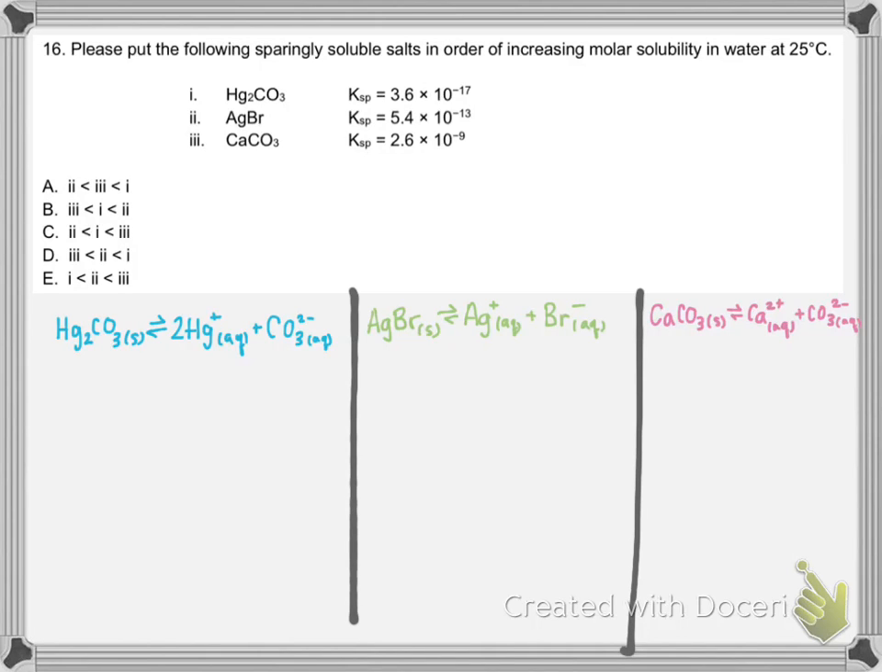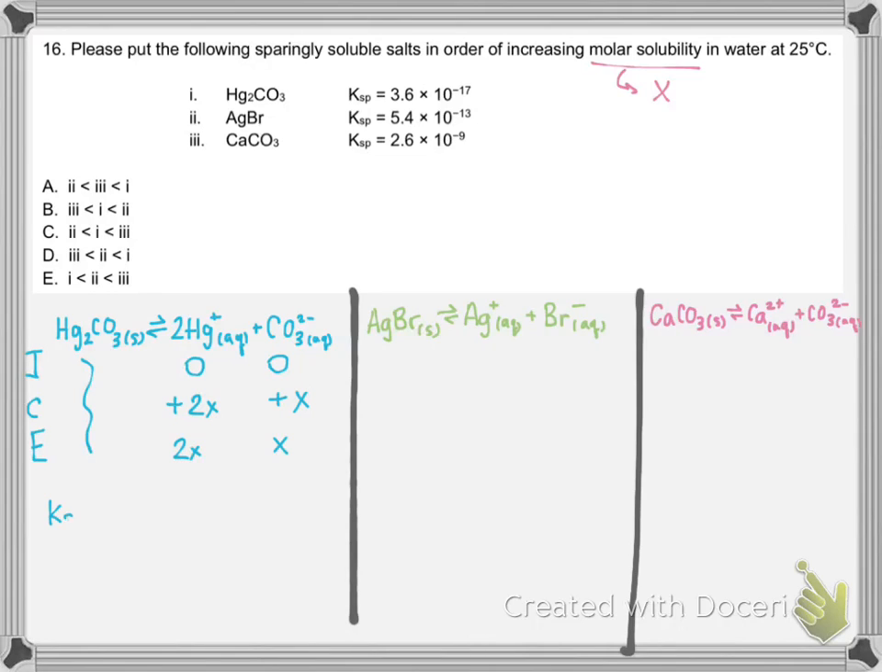Okay, for number 16, they want us to rank the salts by increasing molar solubility. And they give us the KSPs. And so what we're going to do is rank them by the x from the ice table. So we're going to have to do an ice table for each one of these. So let's start with the mercury carbonate. We're not going to include the solid. We're not starting with any of them, so we'll have plus 2x for the mercury, and plus x for the carbonate.